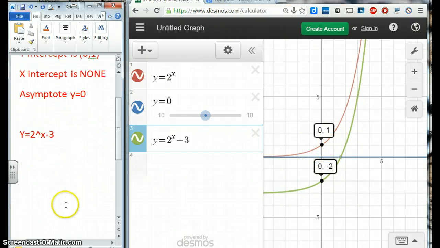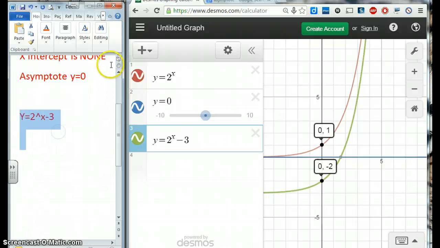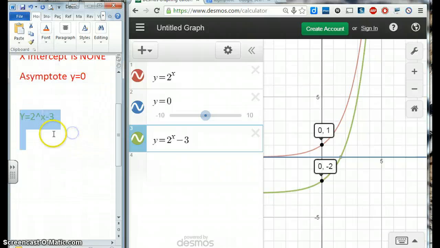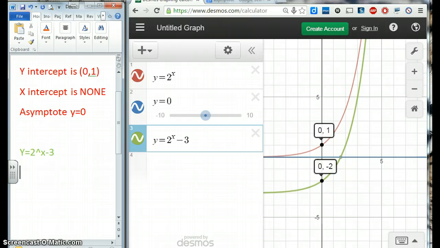So this one's green. And notice this is a vertical shift down. Let's see if I can put green for this one, so we can have the colors matching. So the green one, the y-intercept: where does it hit the y-axis? The green one hits it right here, which would be (0, -2). Okay. And where is the x-intercept?